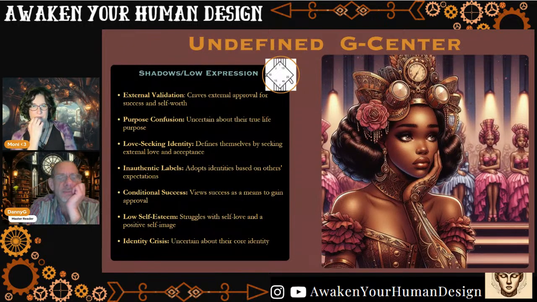What does that say? Purpose confusion. That's weird. Purpose confusion: uncertain about their true life's purpose, and where they're headed. Yeah, absolutely. Love seeking identity. So love seeking. As soon as you're seeking, this is a thing, and it ends up being as soon as you're seeking, you're not finding. If you haven't noticed, defines themselves by seeking external love and acceptance.